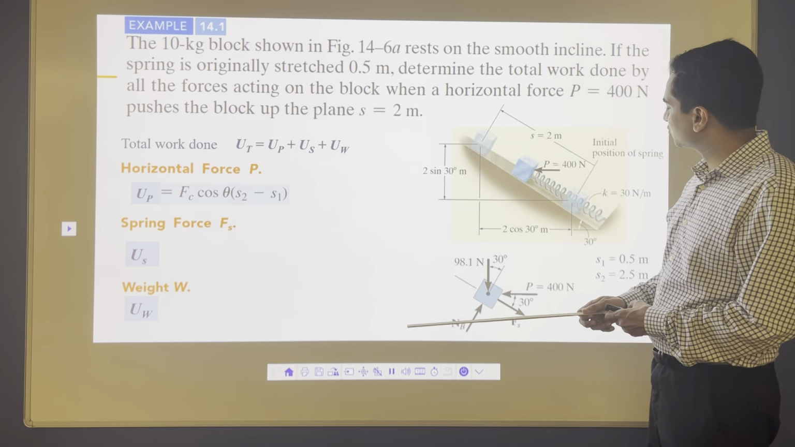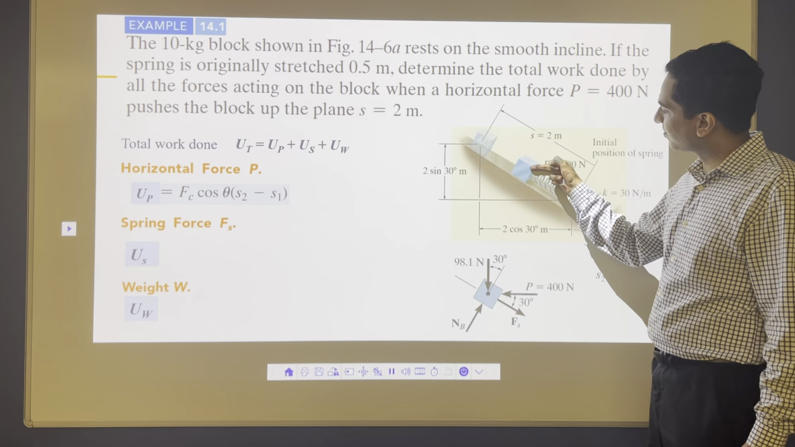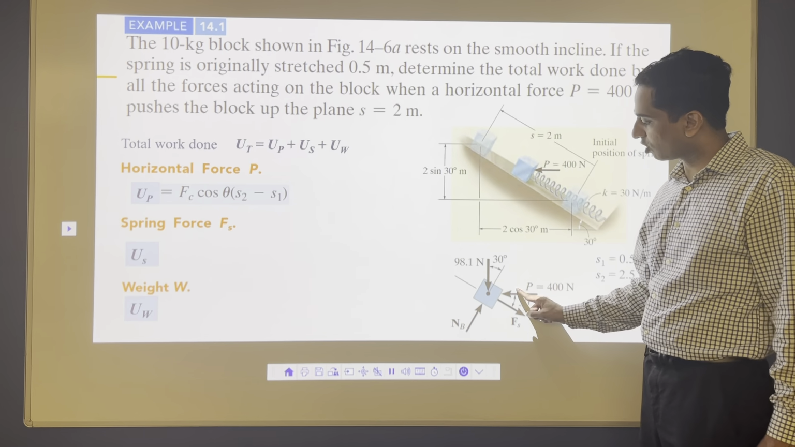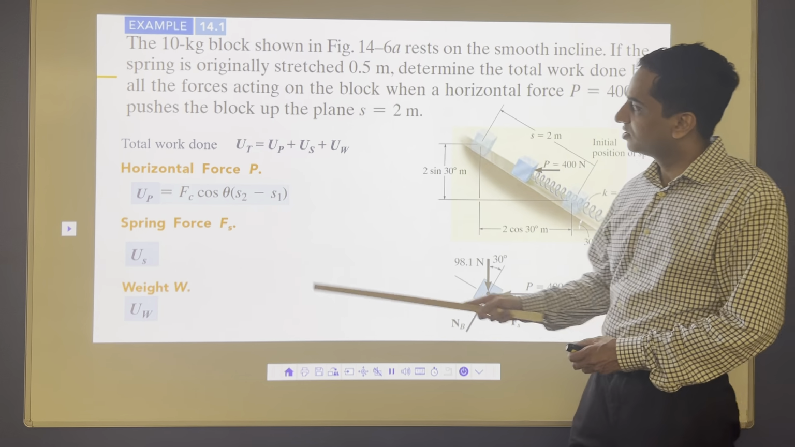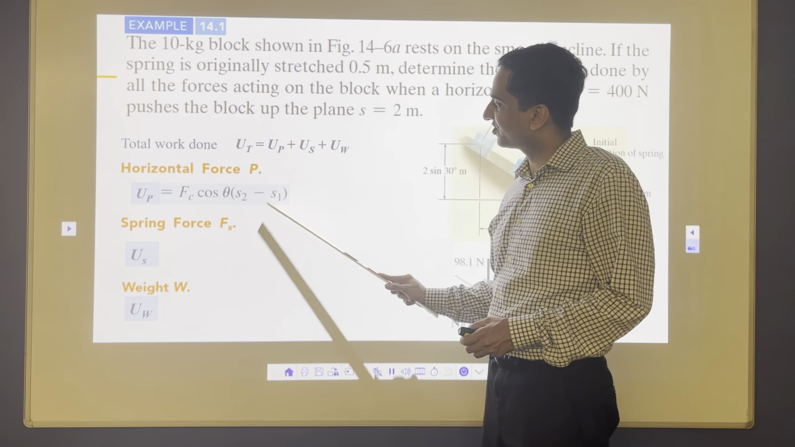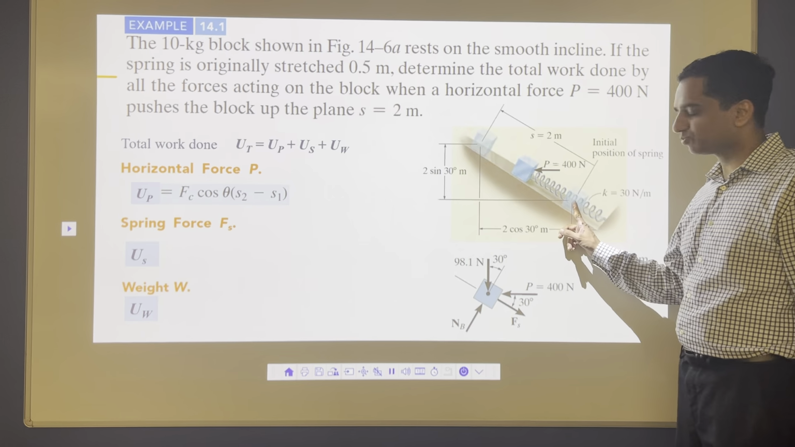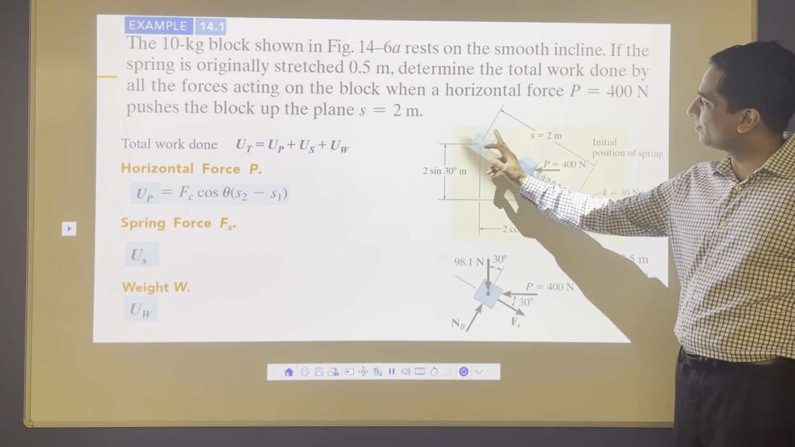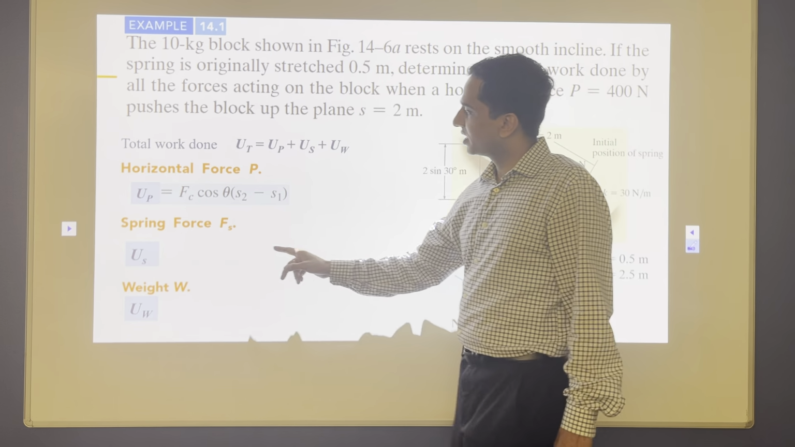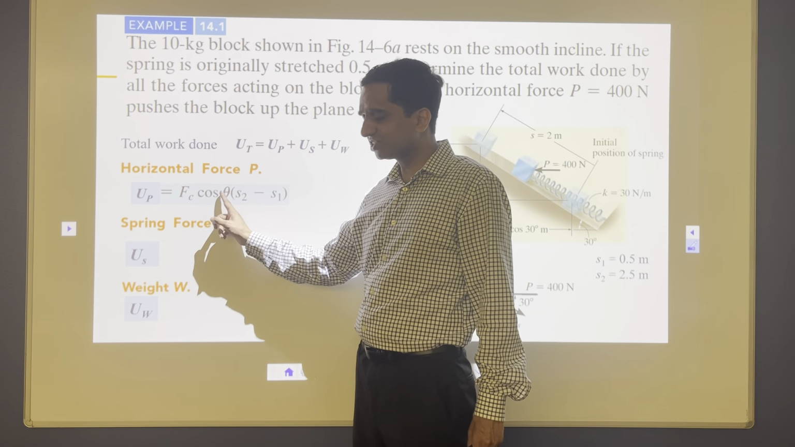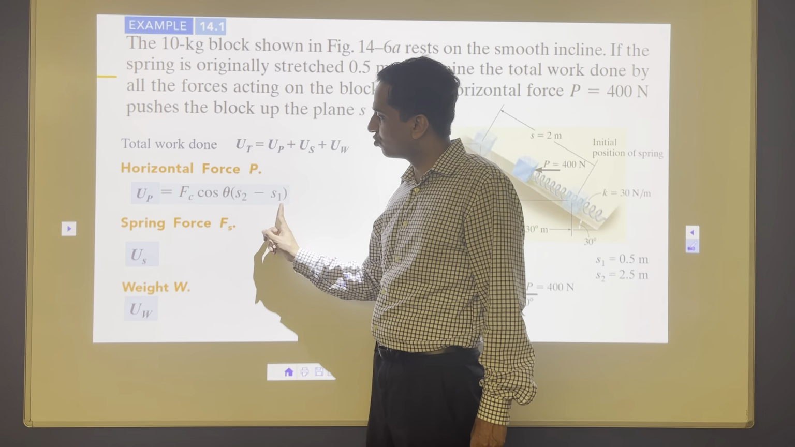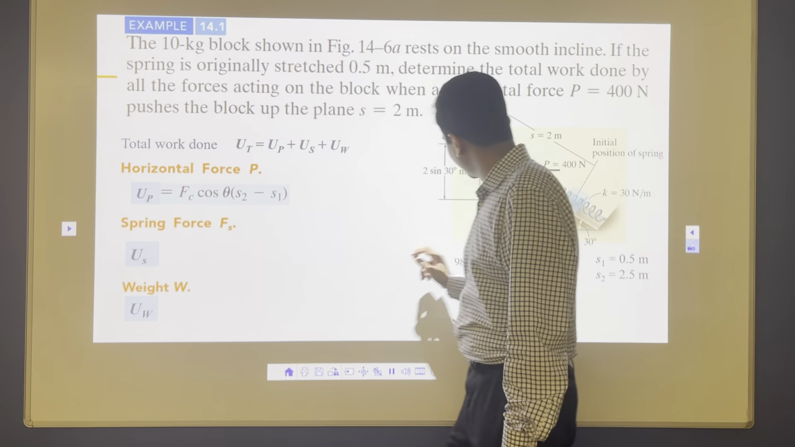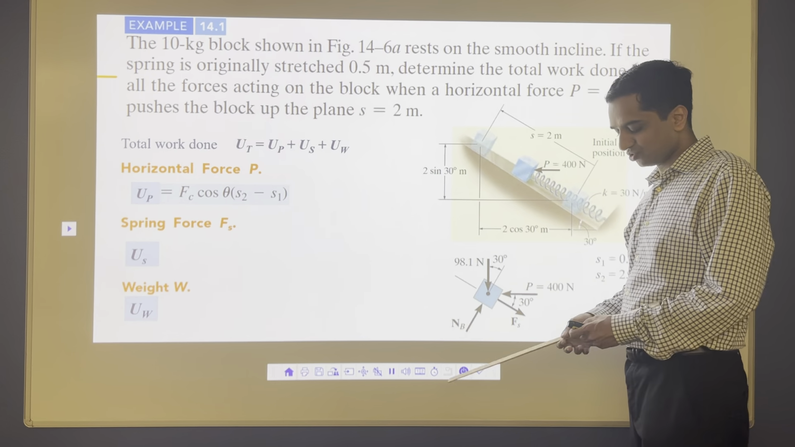The first part is 400 Newton applied in this direction, movement in that direction, so that force will be 400 cos theta. So here 400 cos theta, S2 minus S1. My S1 is 0.5, S2 is 2.5. So it's going to move 2 meters altogether. So I will get 400 cos 30 into 2. If I do that, I will get work done by this constant force.